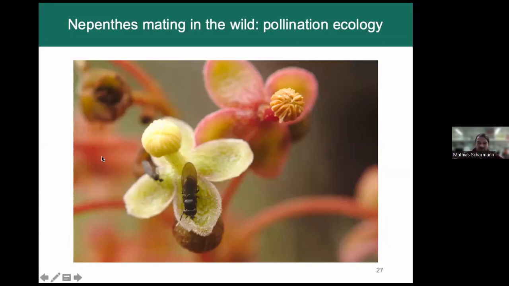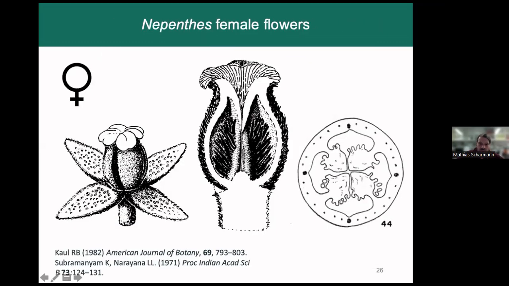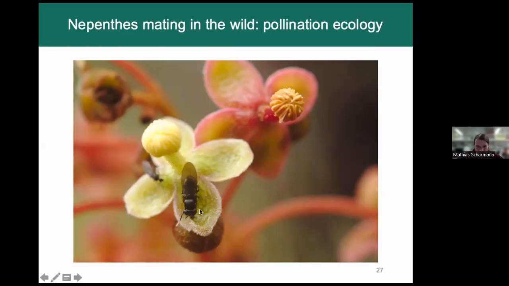So they really need animals to visit the flowers, such as this fly here on a Nepenthes fimbriata. And the insects come to visit these flowers because of the nectar glands on the tepals. And they look very similar in both male and female.